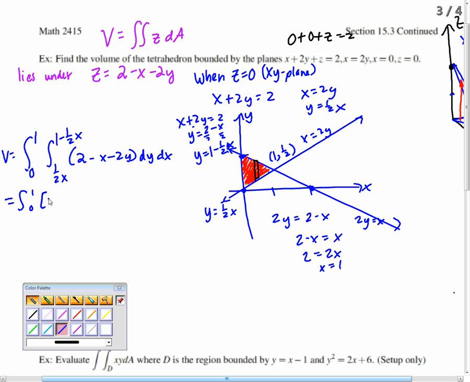So this will be 2y minus xy minus y squared. Please check me, or integrate. I'm just making stuff up to see what you're going to say. That is correct.